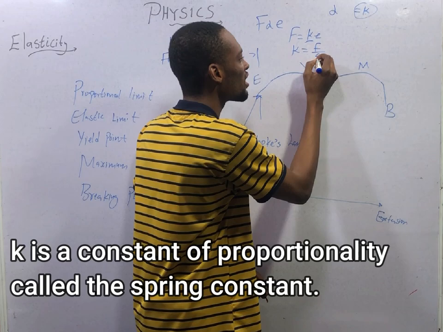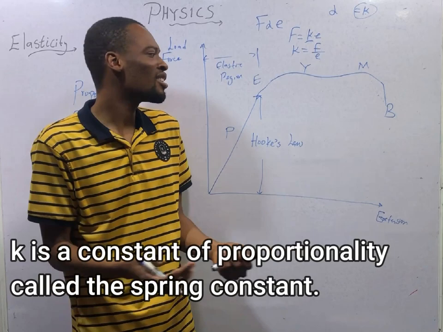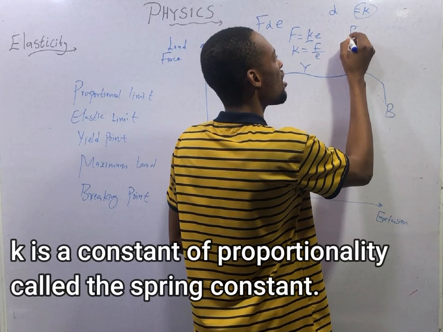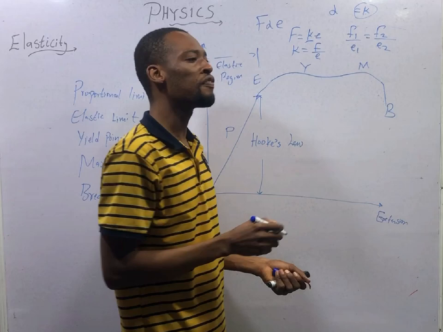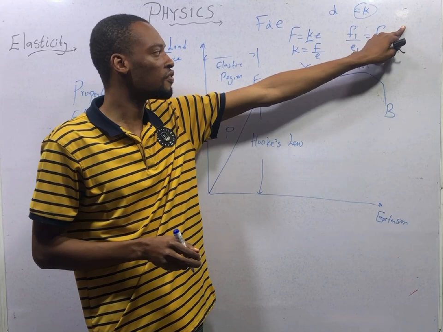If you are comparing different forces and different extensions, you can arrive at something like this. Since k is constant, F1 over E1 equals F2 over E2. So you have the first force and the first extension. You have the second extension, and you can look for the second force.